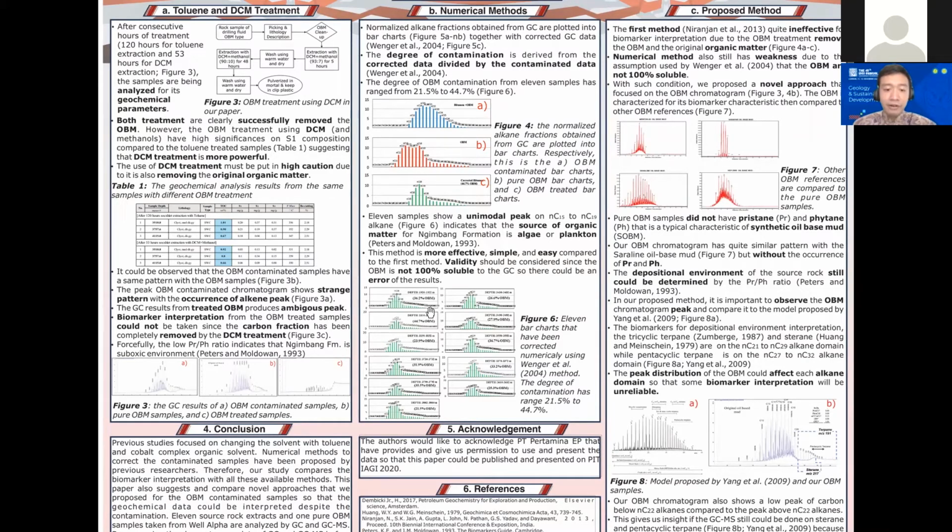Now, after the samples are corrected, the normalized alkanes are corrected, all of the 11 samples show a unimodal peak on C15 to C19 alkane. This indicates that the source of organic matter for Nyimbang formation is algae or plankton.